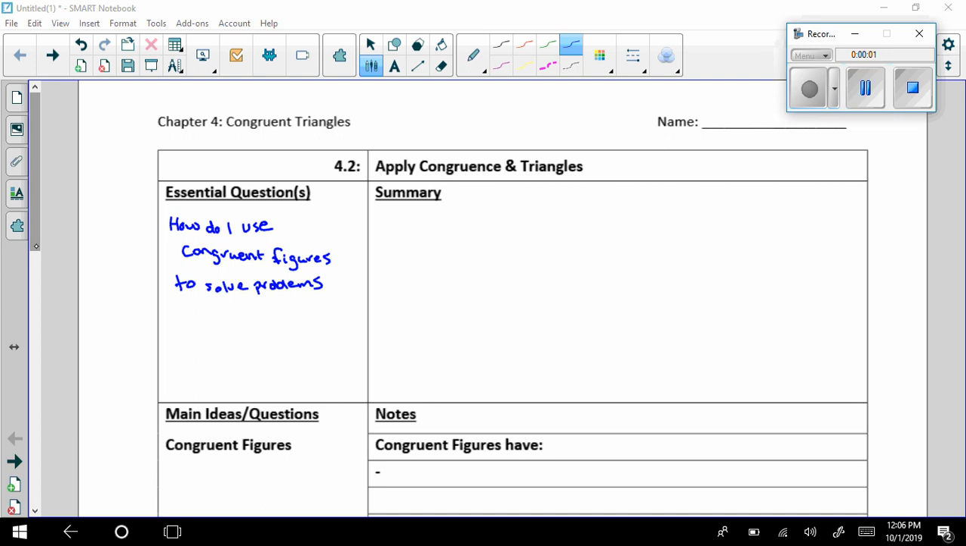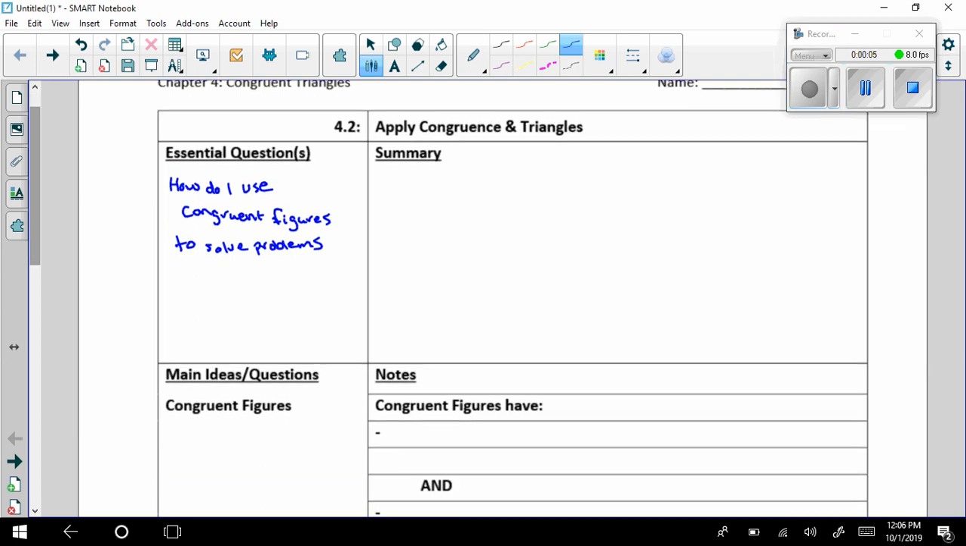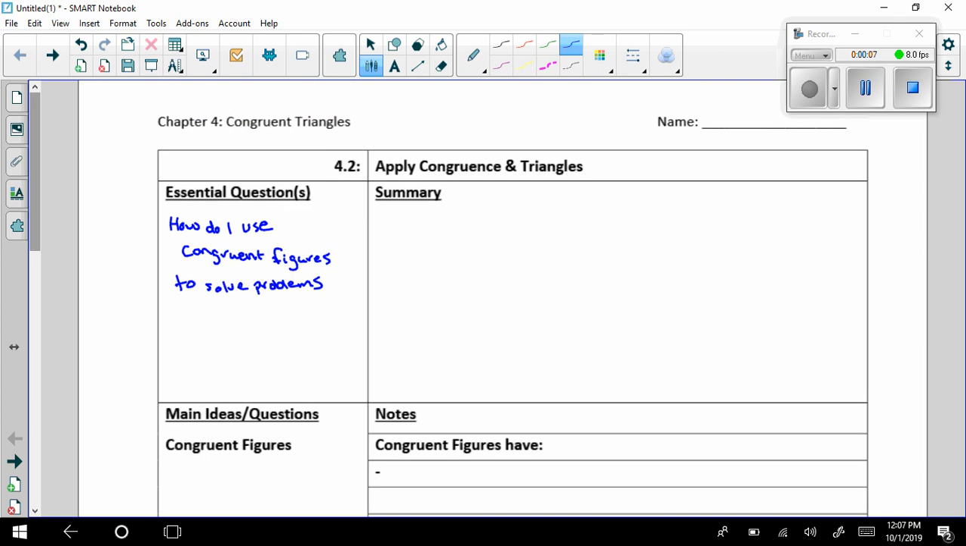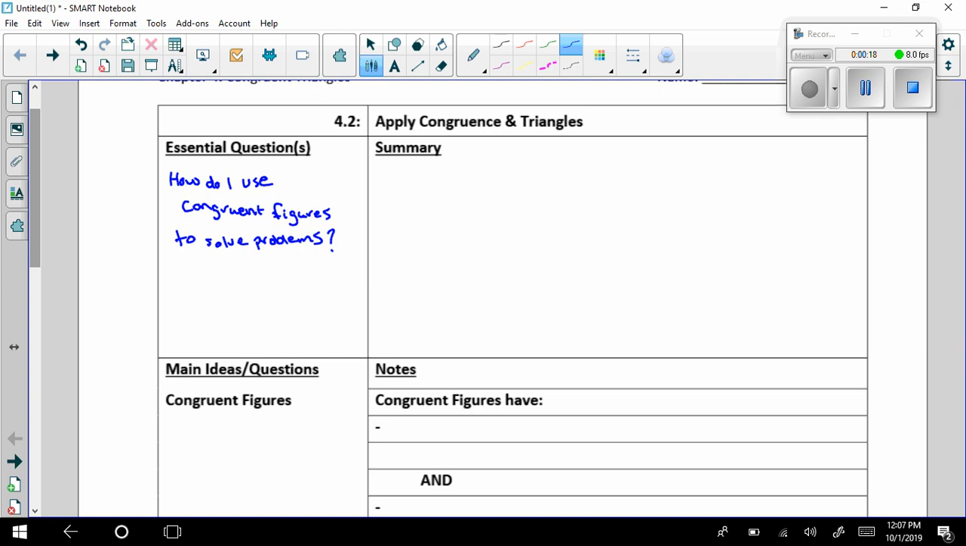Everyone, we are going to move into lesson 2 here, looking at congruent triangles. Still, we're going to apply congruence in triangles, but this really extends to any shape and how you can use congruent figures to solve problems by looking at their congruent parts. So congruent, if you remember from your proofs, it means same.